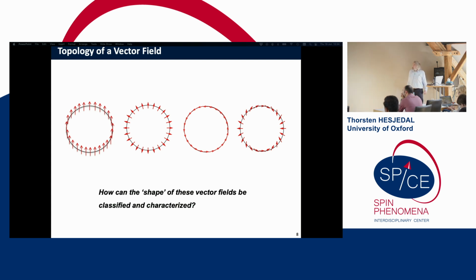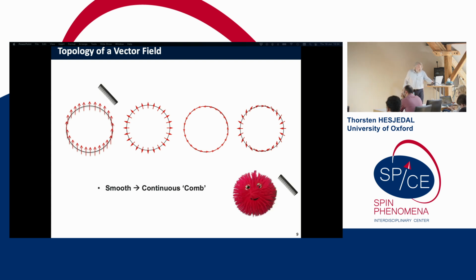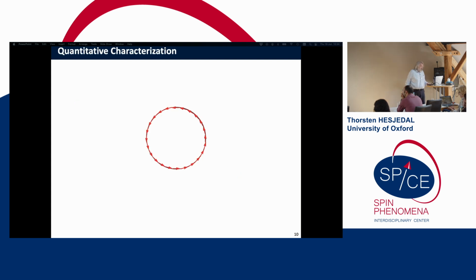So how can you actually classify these? In topology, you do smooth transformations. And what you will find is that if you try to comb this hairy ball here, some of these objects, the three on the right, then you will end up with a knot. So these are special in a way. Okay, so let's try to quantitatively characterize them.